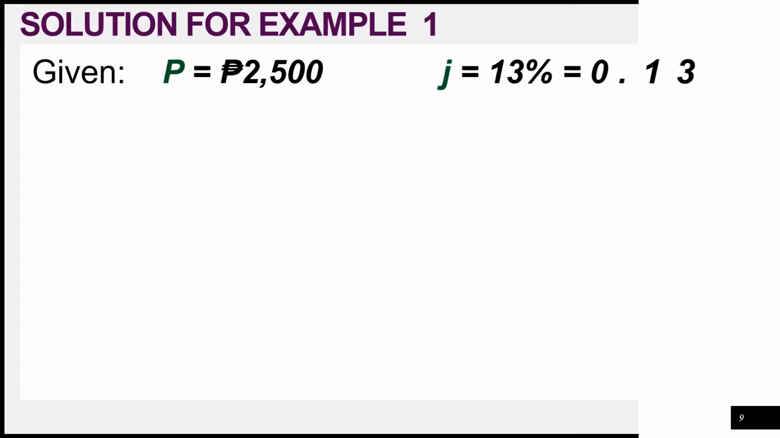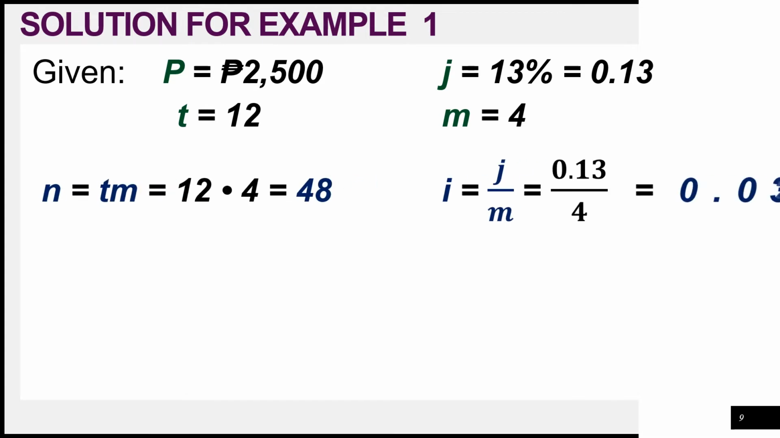Here are the givens for example number 1. For our principal amount, we have 2,500 pesos, and for j, which is the nominal rate, we have 13% or 0.13. We also have the term, which is equal to 12 years, and the number of conversions, which is 4, since it is said to be quarterly. Now, solving for the value of n, we get t times m. t is 12 and m is 4, therefore the product is equal to 48.